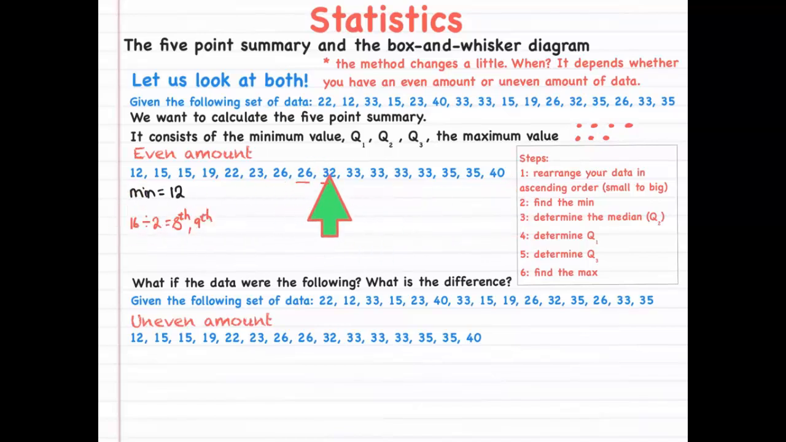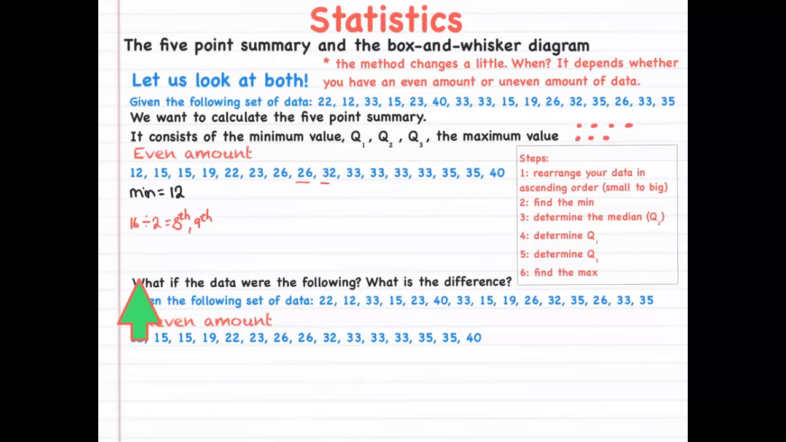But these two are not my median. A median can only be one number, okay? And it's the number that's right in the middle of those two. So we want to add these two and divide by 2 to get the one there in the middle. Okay, got it?